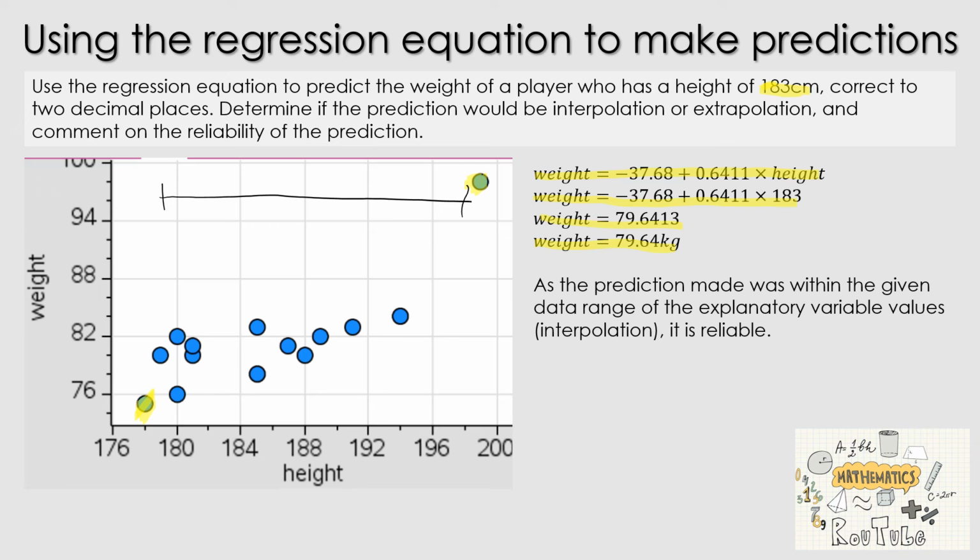If the prediction is made outside of that data range, so in this case, greater than 199 or less than 178, that would be an example of extrapolation, which has a limited reliability. So in this case, as we can see there, the prediction we made was at 183. So it was roughly about here on the scatter plot. So that's clearly within our data range. So that is an example of interpolation, and therefore it is a fairly reliable prediction that we have made.